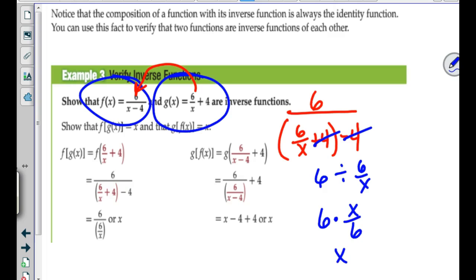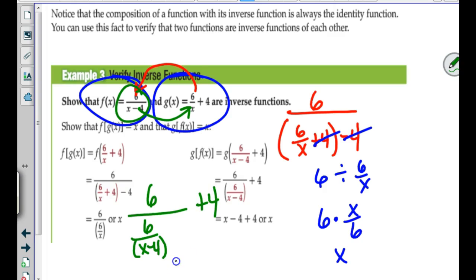Okay. Then if you did it the other direction, if I put this mess in this one, I would have had 6 over x minus 4, and there's a plus 4 on the back. Okay. How do I do this piece right here?